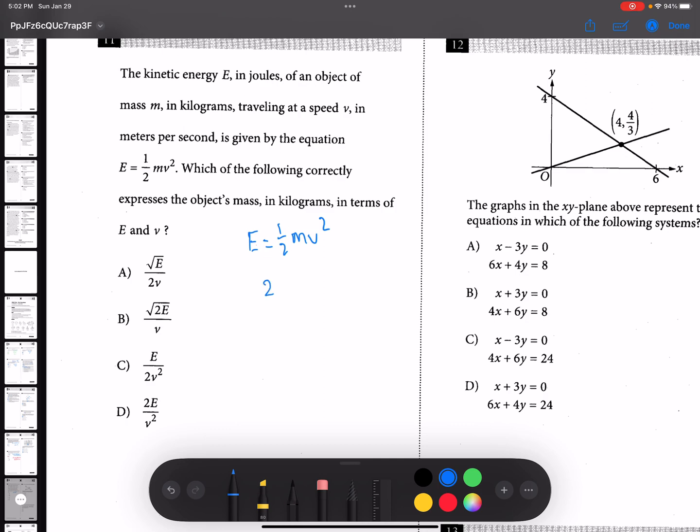So if we're solving for m, then first what I'm going to do is get rid of the half, which will give us 2E is equal to mv squared. So that means 2E, if I bring the v squared this way, we're dividing, is equal to m. And if we look at the answers, it matches with D. So our answer is D.